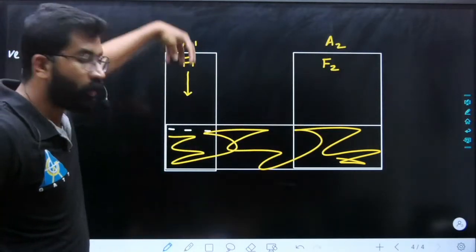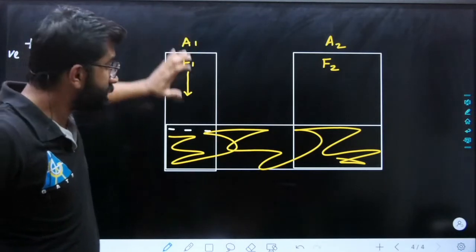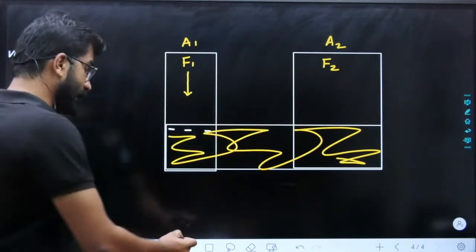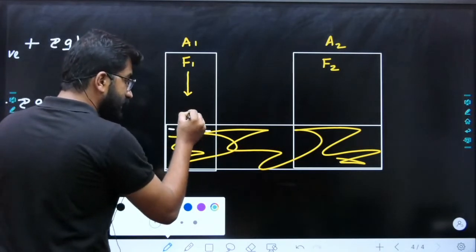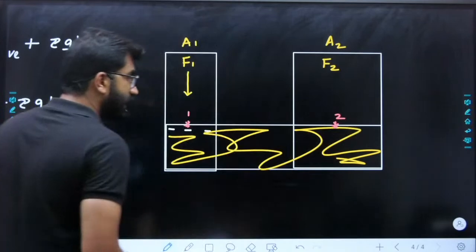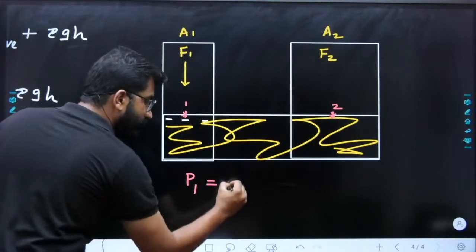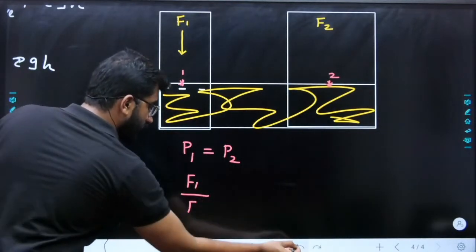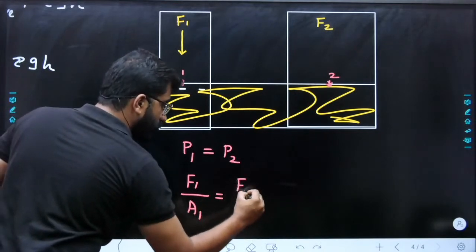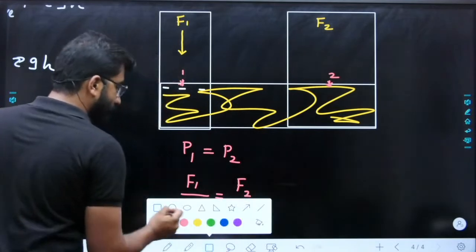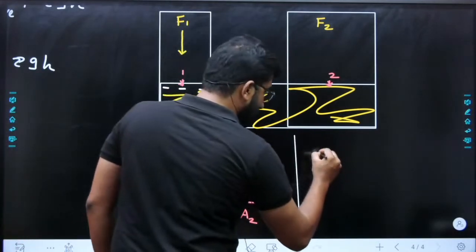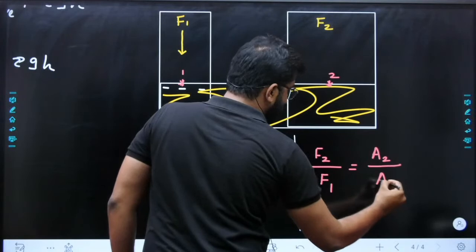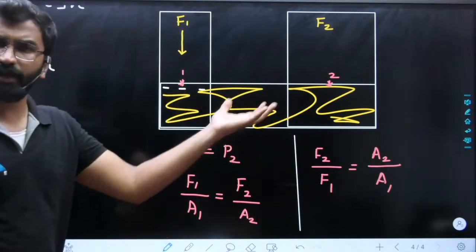If we apply a very small pressure here, that is F1 by A1, the same pressure will be there in the same horizontal direction. That is, in static fluid, pressure will not change in horizontal direction. So pressure at point 1 will be equal to pressure at point 2. That is, F1 by A1 is equal to F2 by A2, or F2 by F1 is equal to A2 by A1. So what is F? M into G, right?